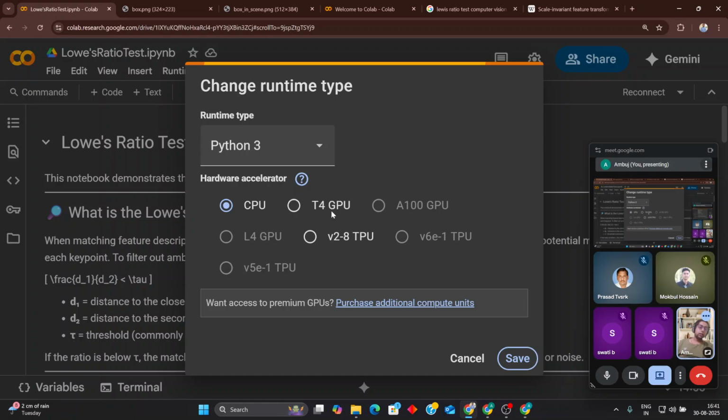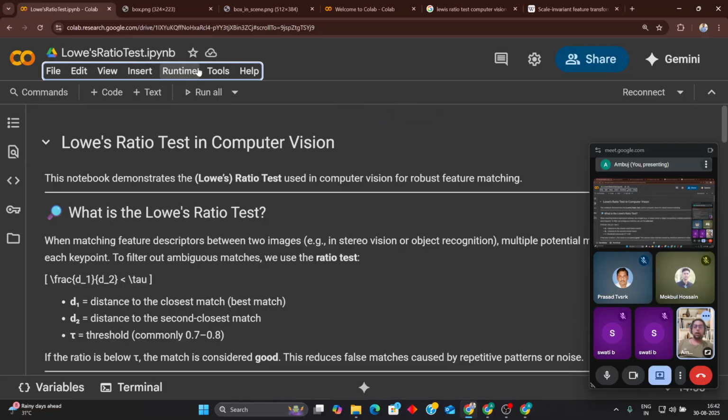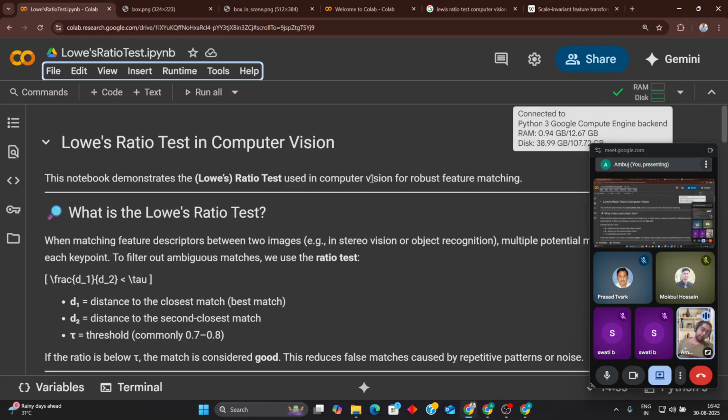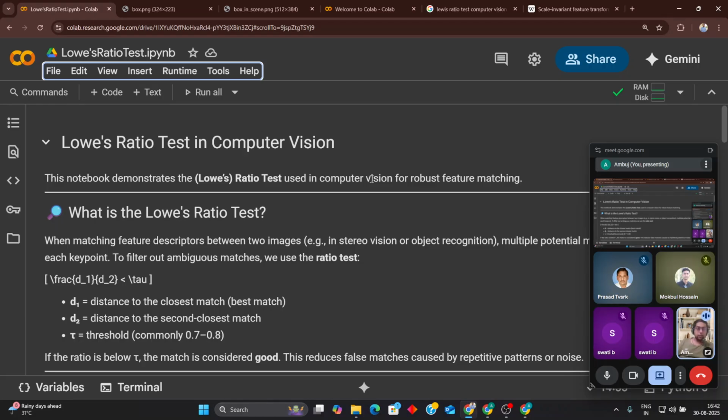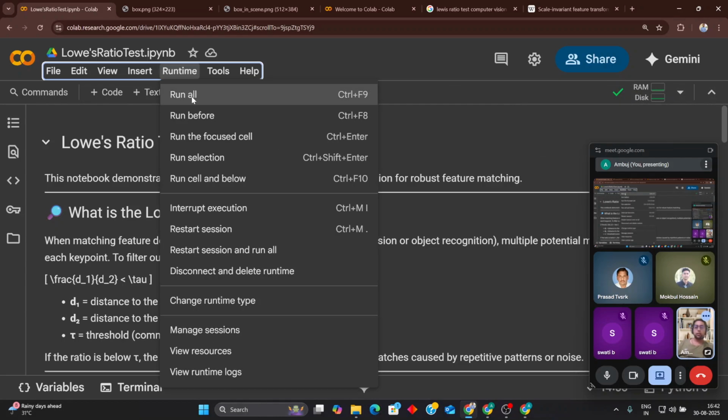Then you can change the hardware accelerator to GPU or TPU and save it. Here I am just using the CPU, which is available by default in Google Colab. After it is selected, I just have to connect. It would say connect for you. It says reconnect for me because I ran it previously, just prior to this session. Now I have been allotted RAM and disk. Now I'll try to run all.